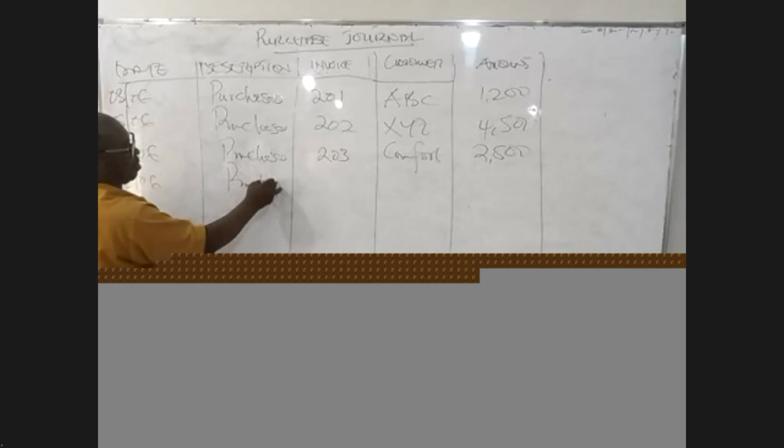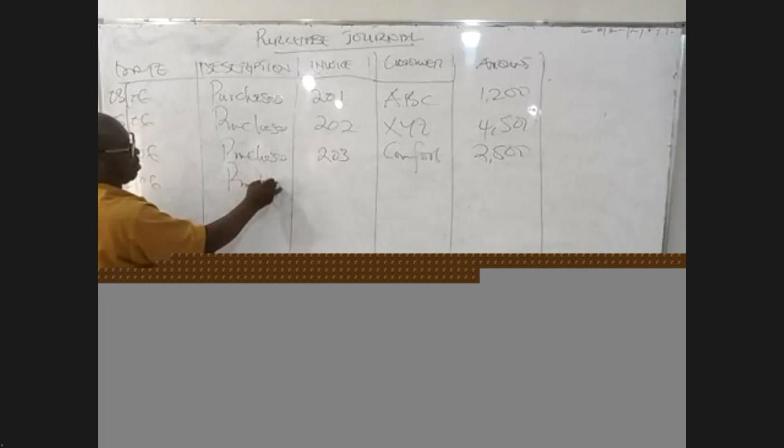1,200. Then if we come to the general ledger, in the general ledger we have an account called purchases account. So then, what are we going to have? The first person there is what? A, B, C. Are we okay? A, B, C. How much is it? 1,200. Again, in the purchases ledger, we have X, Y, Z. So we have purchases. How much is it? 4,500. You come to the general ledger where we have purchases account.